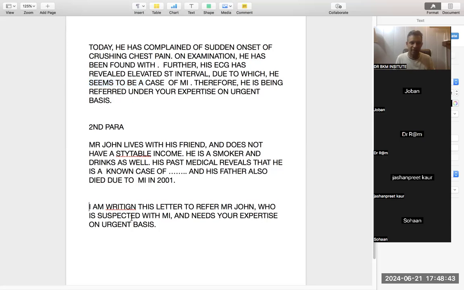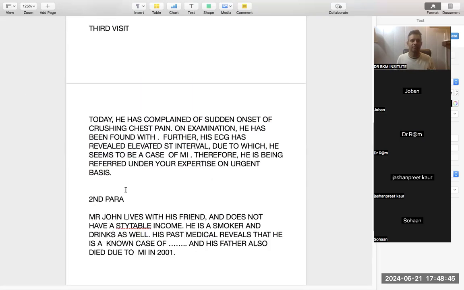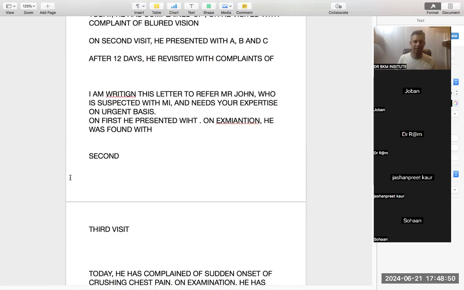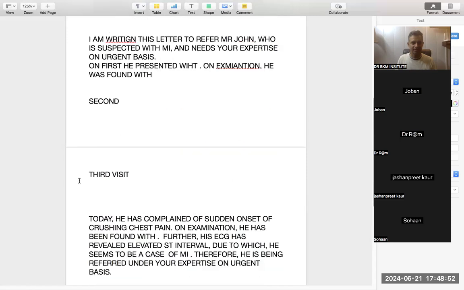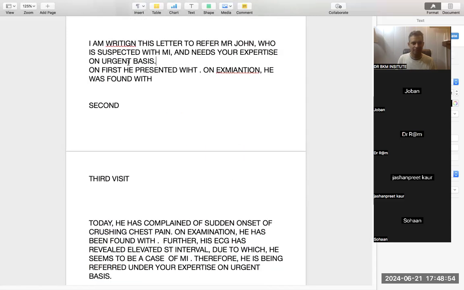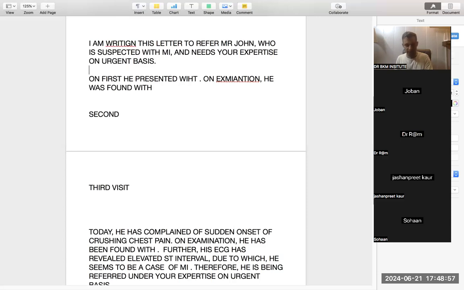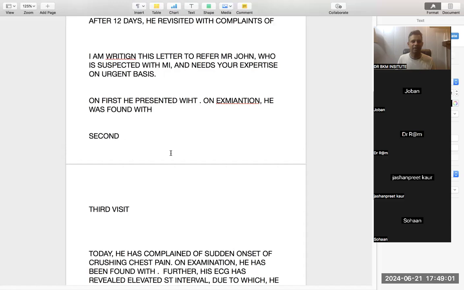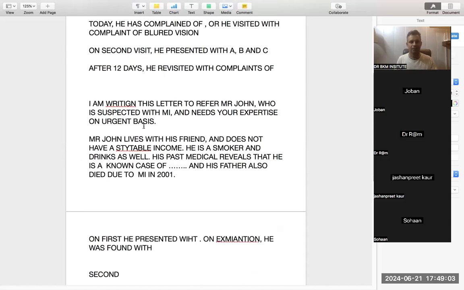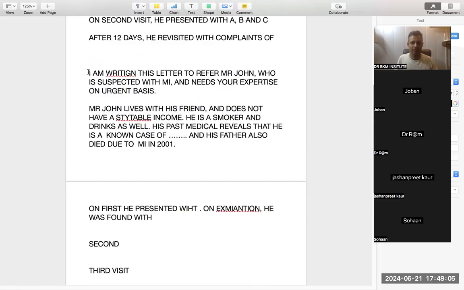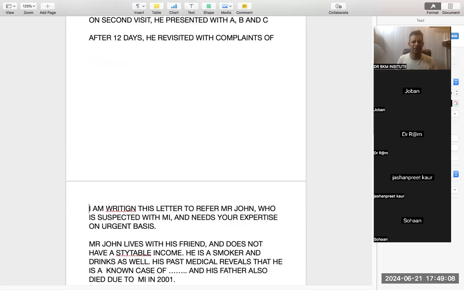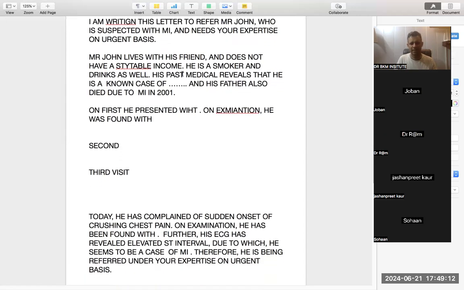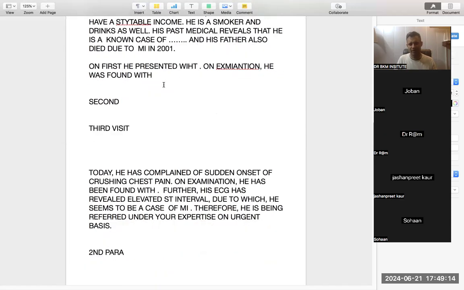So now if I arrange the paragraphs: the first paragraph, I'm writing this letter regarding this. Social history becomes my second paragraph. This is your complete letter. It's not tricky, it's not difficult at all. That is what OET is all about. First paragraph done, second paragraph done, third paragraph, first visit.